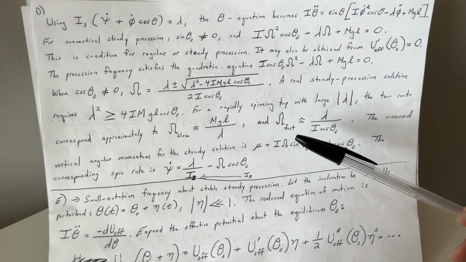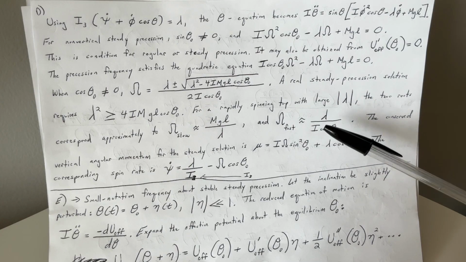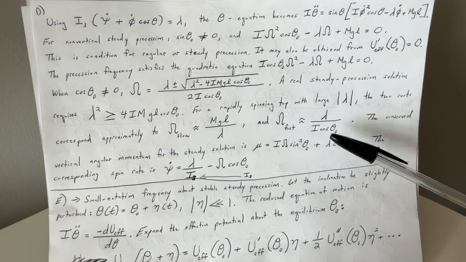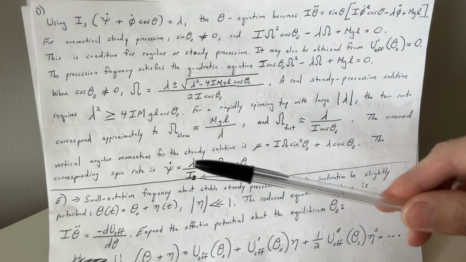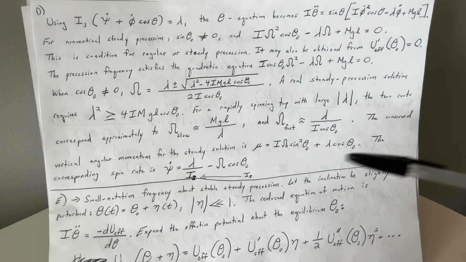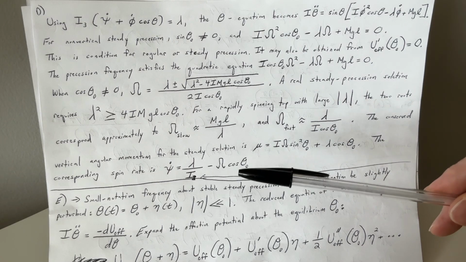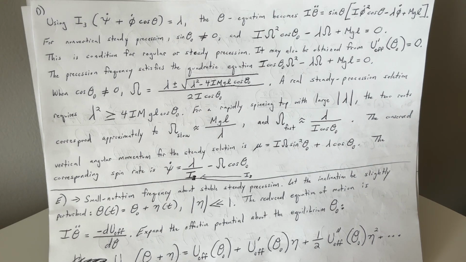Omega sub fast is about lambda over I cosine theta naught. So the conserved vertical angular momentum for the steady state solution is mu equals I omega sine squared theta naught plus lambda cosine theta naught, and the corresponding spin rate is psi dot equals lambda over I sub 3 minus omega cosine theta naught.